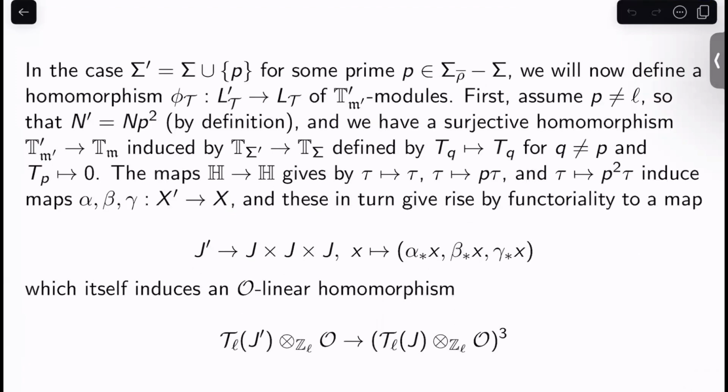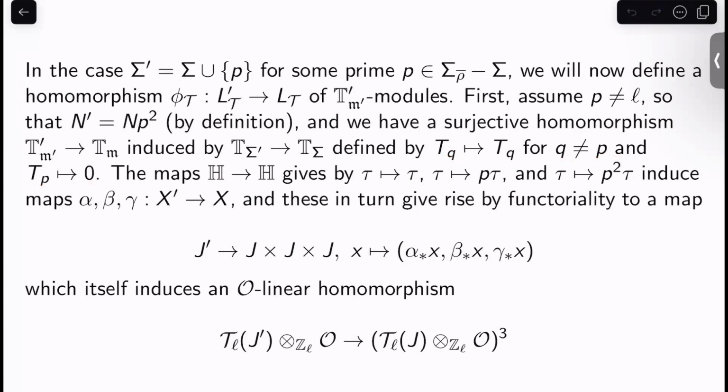In the case where sigma prime is sigma union some prime P in sigma sub rho bar minus sigma, we'll define a homomorphism that we'll call phi sub T from L prime sub T to L sub T of T prime sub M prime modules. To do this, we'll first assume that P isn't L, the fixed prime that we've been working with, so that N prime is just NP squared by definition. And we have a surjective homomorphism from T prime sub M prime to T sub M induced by the map from T sub sigma prime to T sub sigma defined by TQ maps to TQ for Q not equal to P and TP maps to 0.